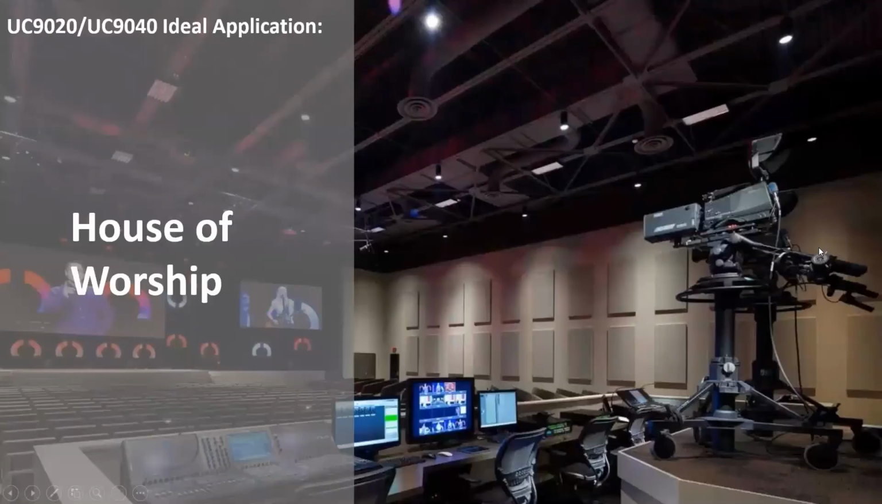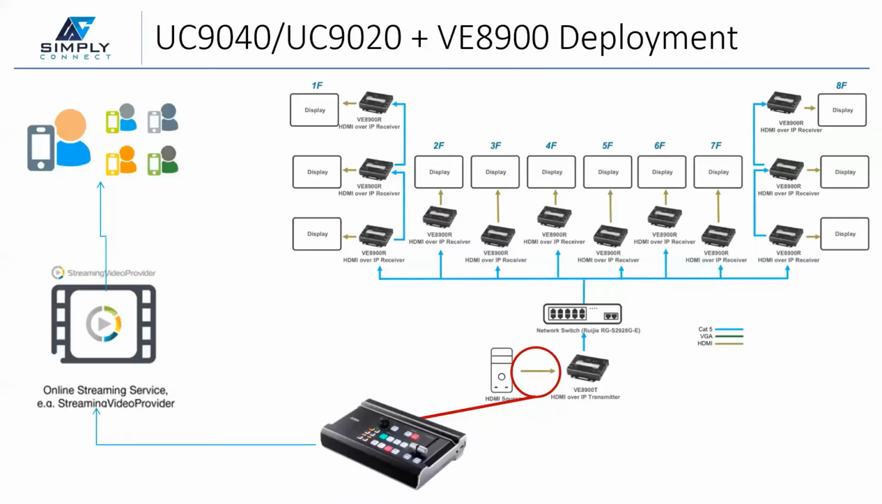Okay, a real application like a house of worship. We have a deployment using a mixture of ATEN products. So this is a church, and it has a few levels. It's first floor here, second floor here, third floor here, fourth floor here, all the way up to the eighth floor. For the distribution of the content, they are using the video over IP product.